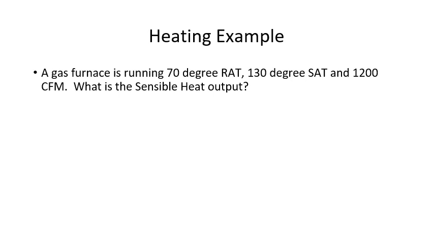So what is the sensible heat output? How much sensible heat is that gas furnace putting out? Well, let's plug it into the sensible heat formula. We're going to take our 60, which is the temperature difference between 70 and 130. So that's our temperature split, 60, times 1200 CFMs, times that constant of 1.08. We'll plug that into the calculator, and we arrive at 77,760 BTUs per hour. That's how much heat that gas furnace, as it's running right now, is putting out.